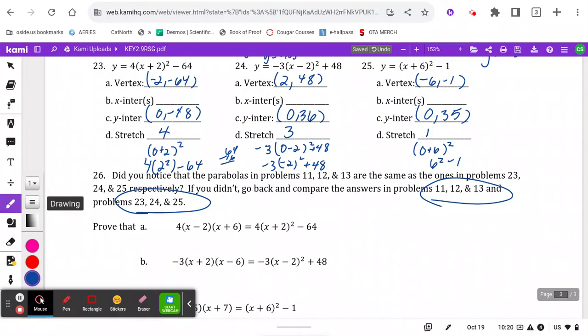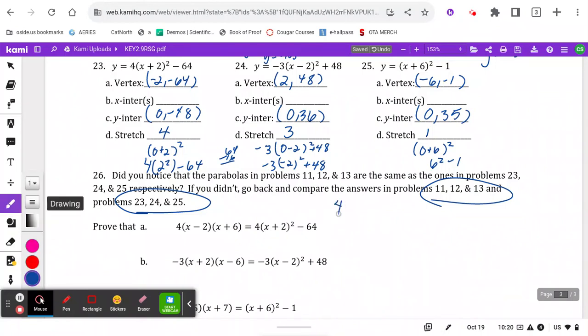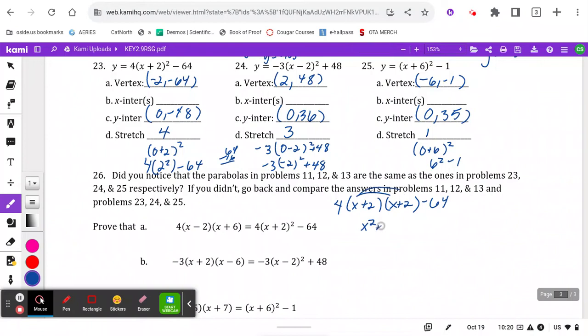So what I'm going to do is take problem 23 right now and stretch it out and show you how we could work backwards to get the other thing. So I take this 4 and save it for later. I stretch out the x plus 2 squared that we're about to FOIL or do the box method, and then save this -64 as well. So x times x, x times 2, 2 times x, 2 times 2. That gives us x squared plus 4x plus 4. Then this 4 that's out front distributes.